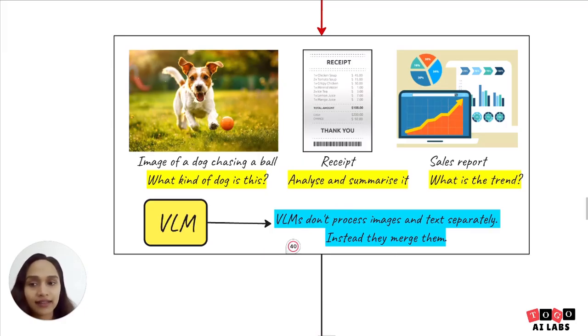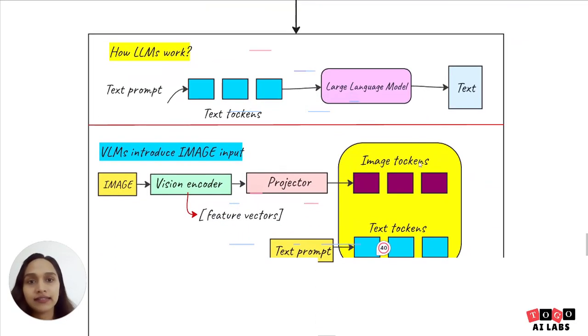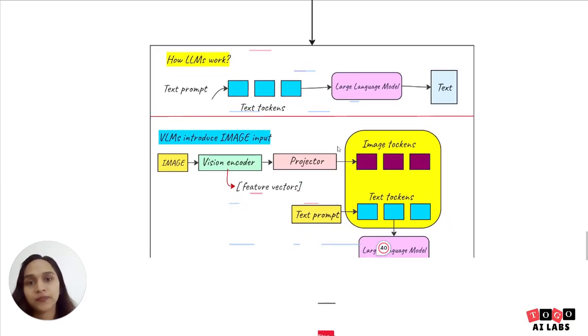So a large language model, or an LLM, can process the text and answer our questions. But it fails if there is a picture or a handwritten note or a chart in that. But VLMs can process the text and they can process the visuals. And they don't process the images and text separately. Instead, they merge them. So let us see how VLMs treat the images and text and how they process them.